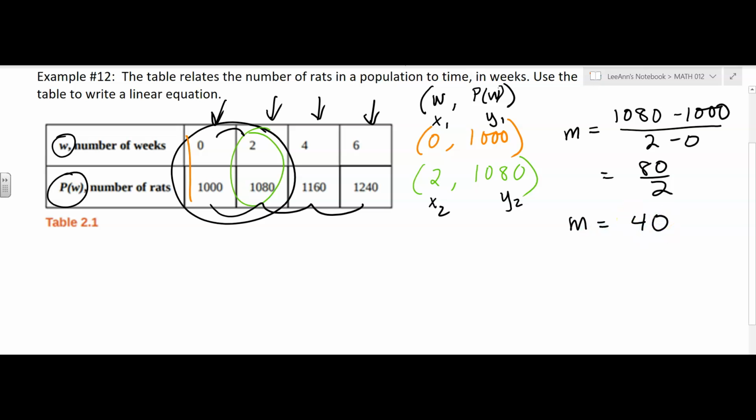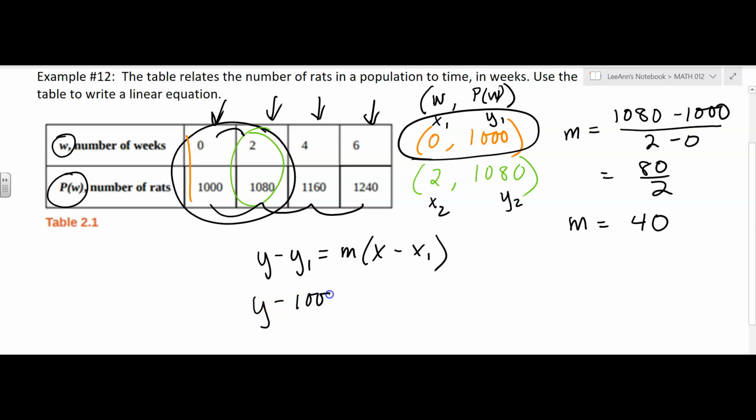All right, now we're going to use point slope. So y minus y sub 1 equals m times x minus x sub 1. We have a point, an x1 and a y1 right there. So we're going to write y minus 1,000 equals 40 times x minus 0. Oh, nice. The zero's in there, so that'll be helpful. Did I miss anything there? Do we have to interpret this? No, I think they just want the linear equation.